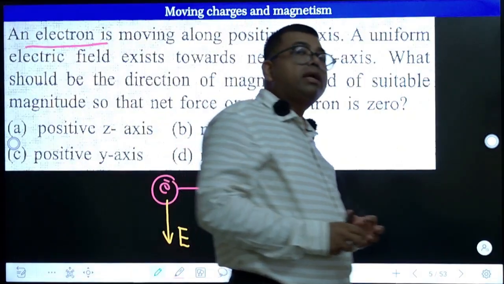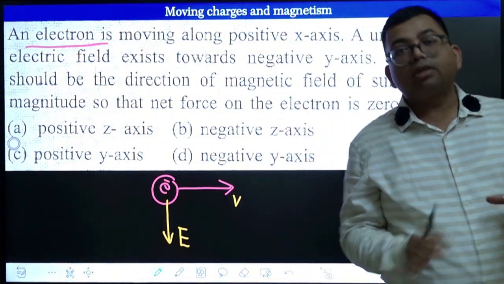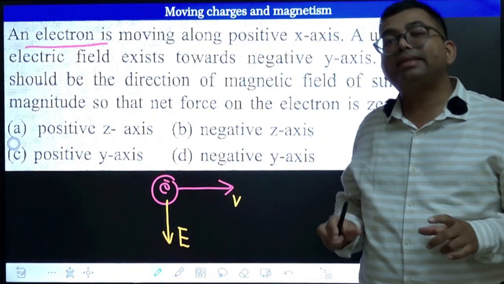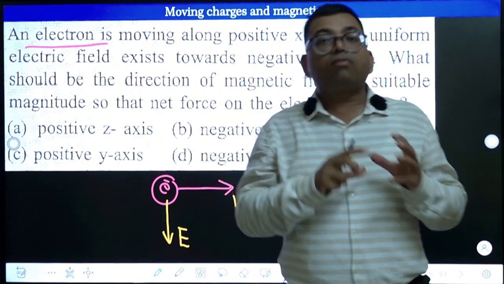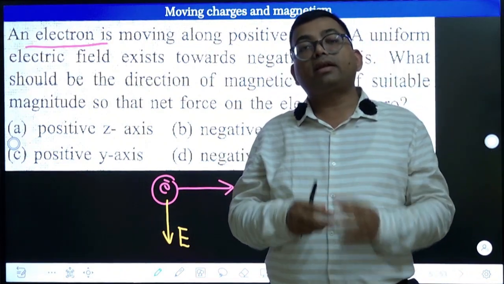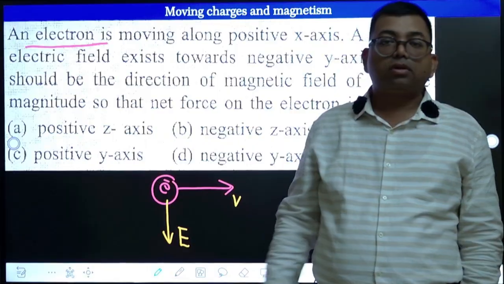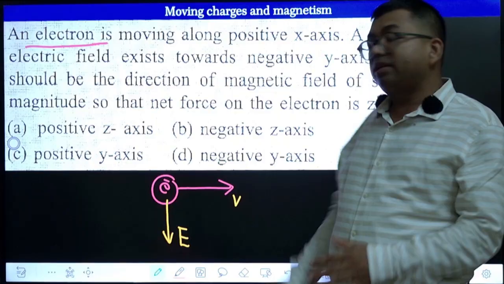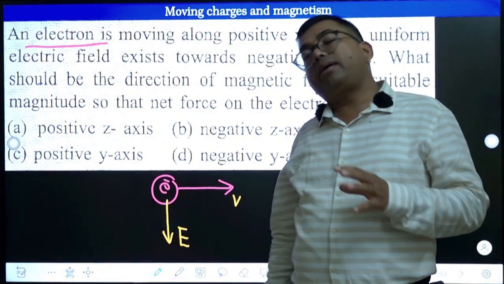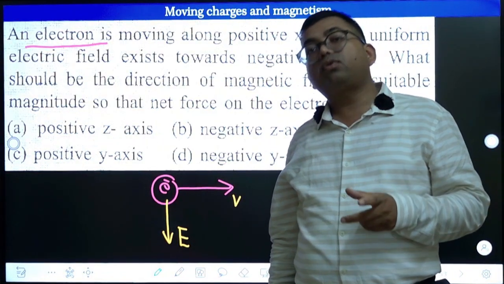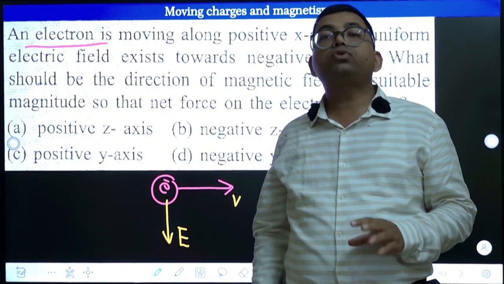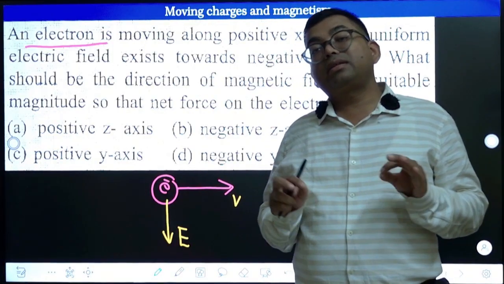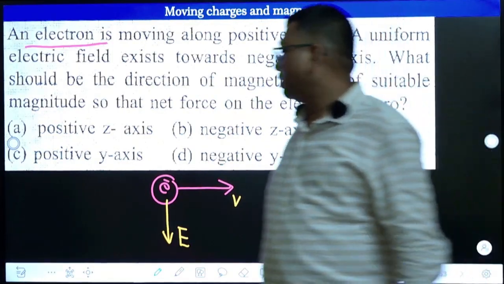That means you want the electrons to continue in the same direction without deflection. This is the main thing: the condition for no deflection is that the net force would be zero. So just try to find out the direction, right? You have to see the direction of electric force and the direction of magnetic force. They must be opposite.